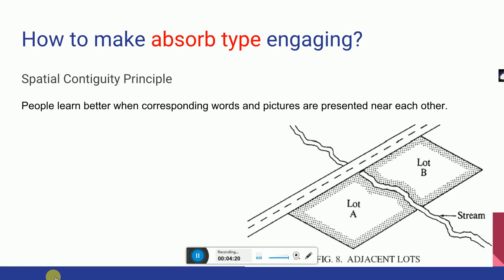The next principle is called the spatial contiguity principle. This basically means that when we are presenting information and knowledge in an online environment, we want the words and pictures that correspond to each other to be near each other. So spatially, we want them to be close.